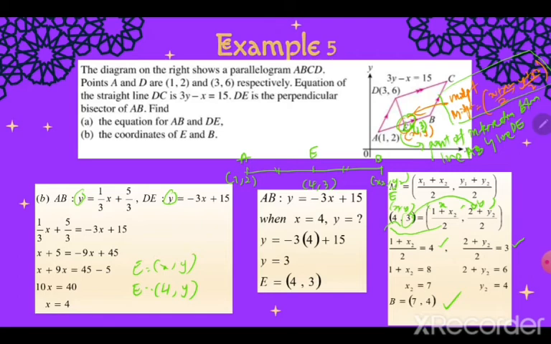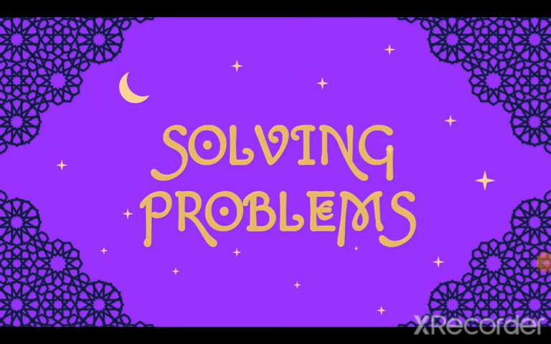In solving this type of question, you need to be creative. You need to generate ideas and use all the information given and all the knowledge that you know in coordinate geometry. I hope you can understand. Okay, let's look at solving problems questions.